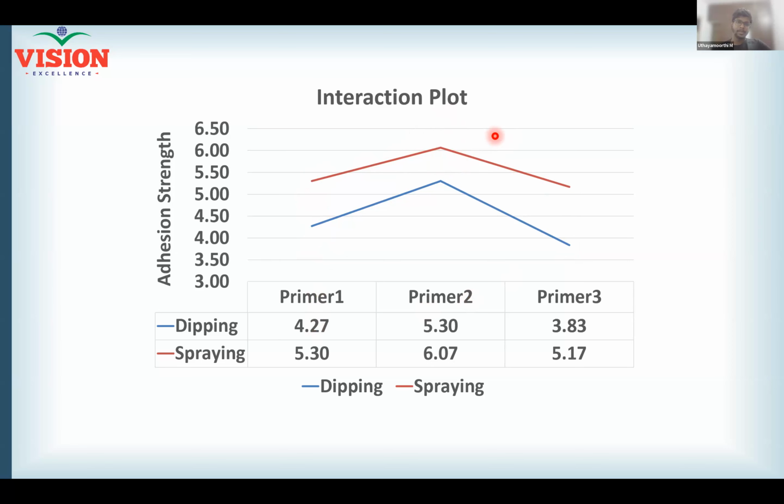Primer 2 with the spraying method. Since primer is significant and painting method is also significant, the company cannot have the flexibility to choose any primer or any painting method they want. That is not permitted, simply because there is going to be a significant difference in the adhesion force. So the company is advised to use the combination of primer 2 and spraying only. Clear? So far, what we understood is ANOVA.